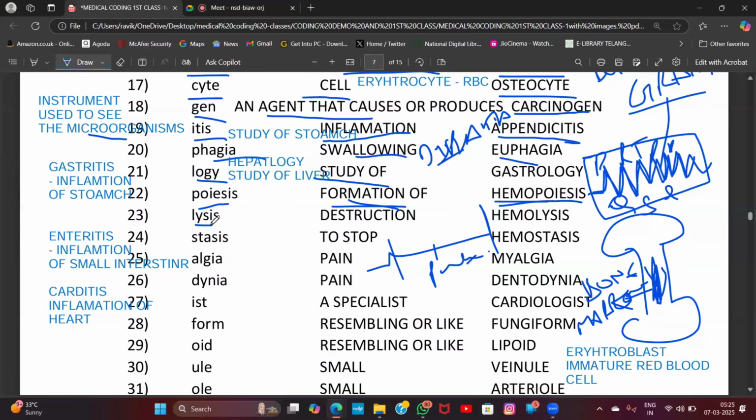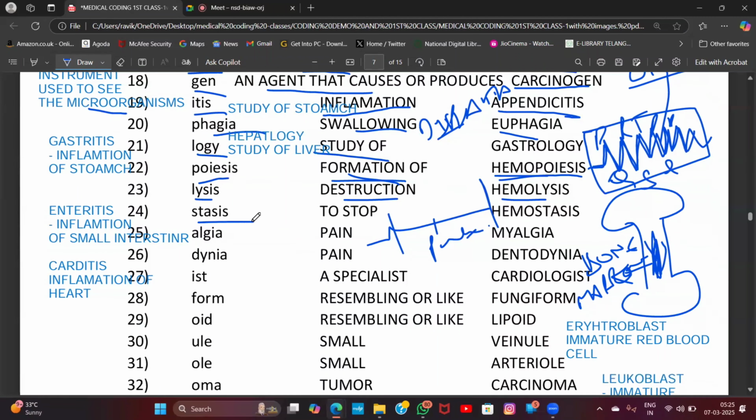The next suffix is lysis. Lysis is nothing but destruction. What is lysis? Destruction. Hemolysis. Hemo means blood. Hemolysis is nothing but blood destruction. The destruction of blood is called hemolysis. Next one, stasis. Stasis is nothing but to stop. Hemostasis. What is hemostasis? To stop what? To stop bleeding. Stopping blood or bleeding is called hemostasis.